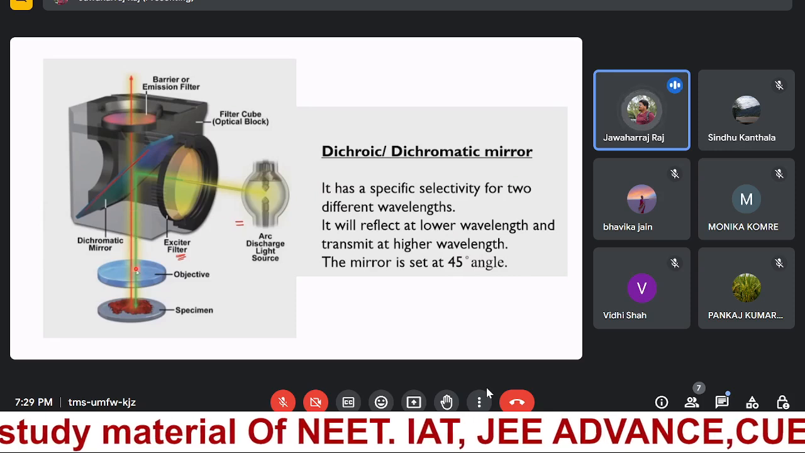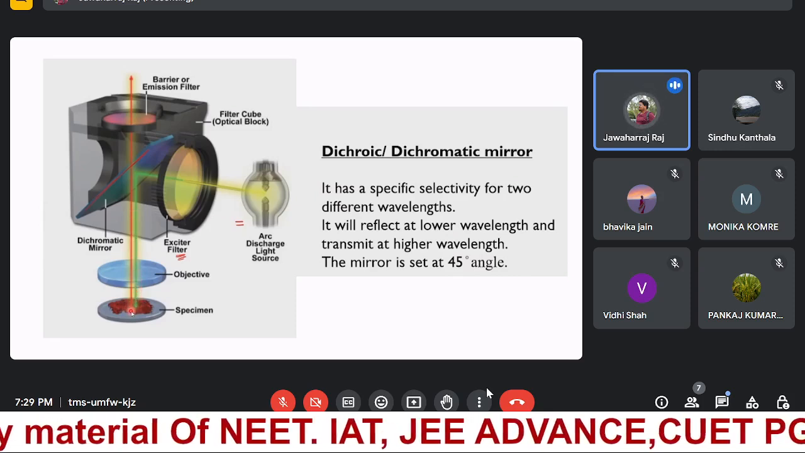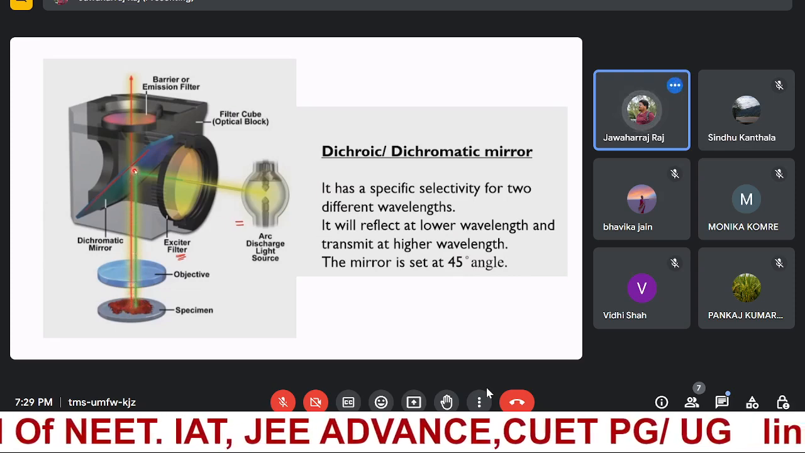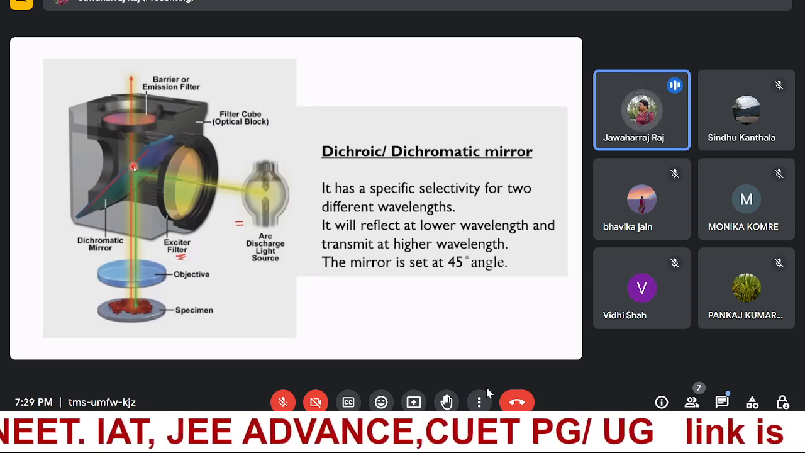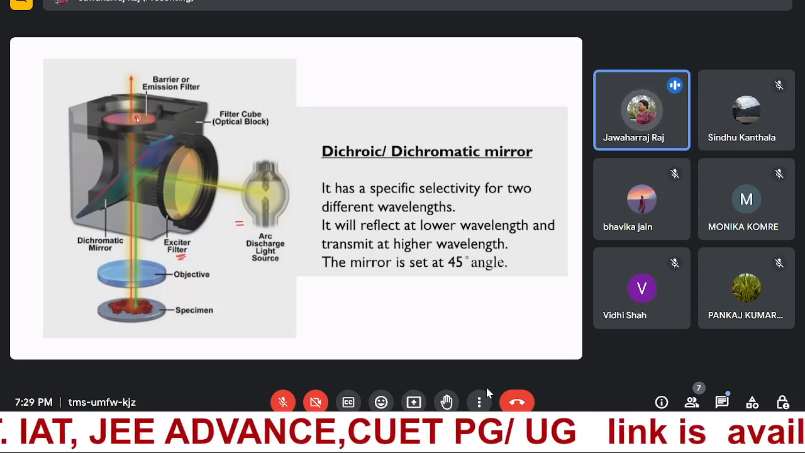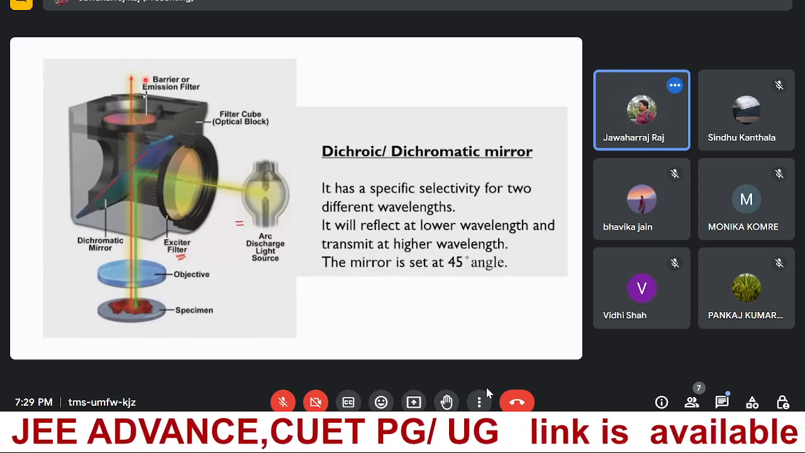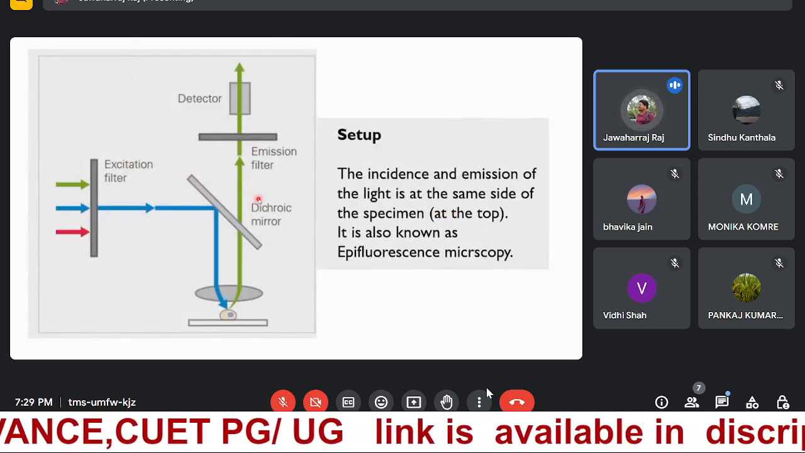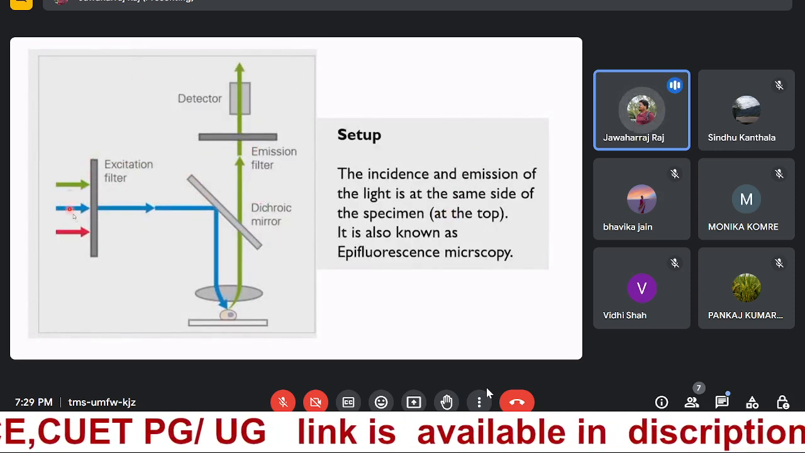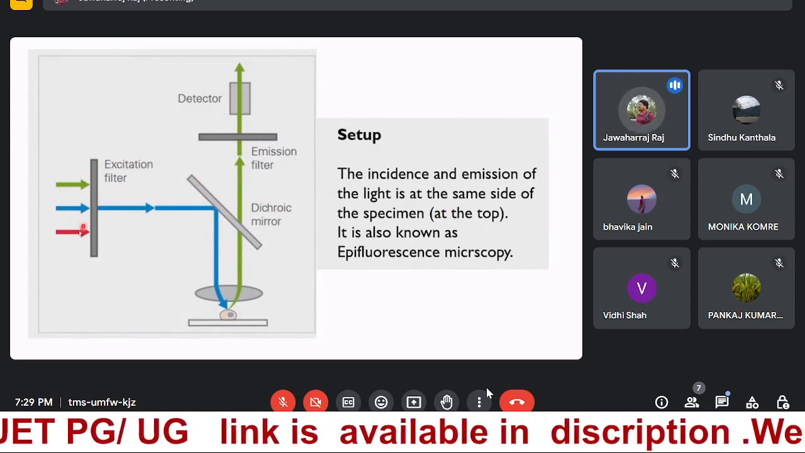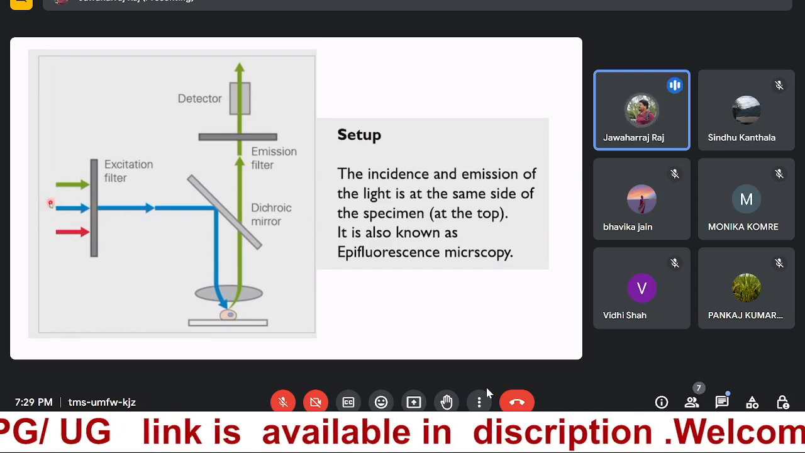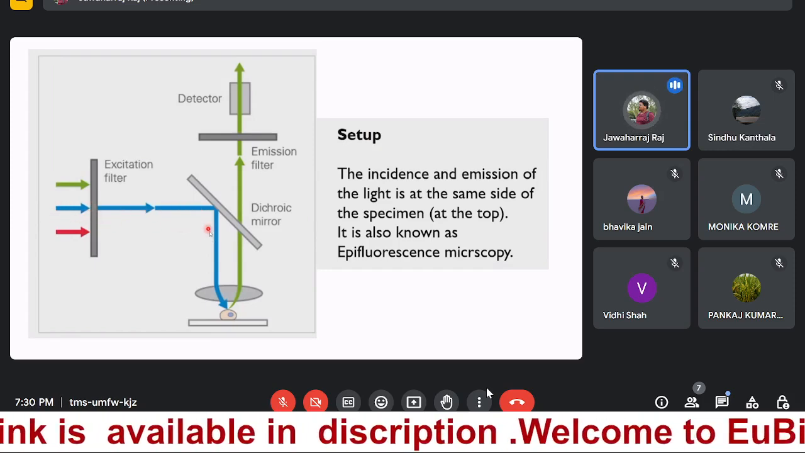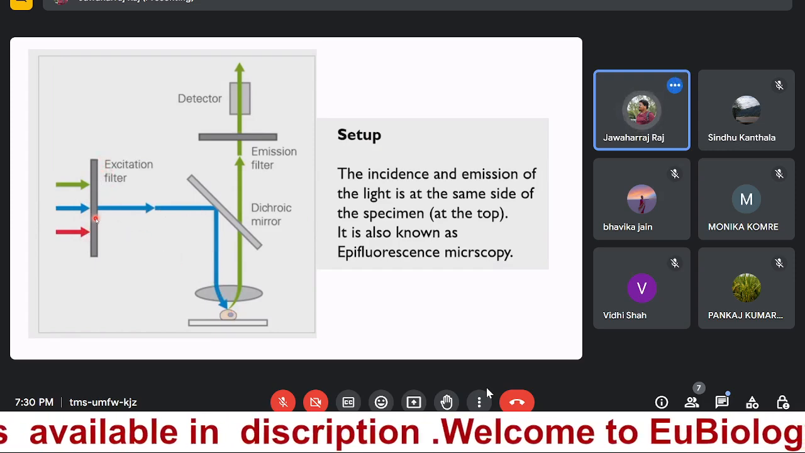It will pass the excitation wavelength of light, and after that it will hit the specimen. From the specimen it is going, passing through the dichroic mirror, and it is given to the emission filter here. Here we can see the specimen. You can see the setup also here. There are so many lights here: green light, blue light, red light. But only the blue wavelength of light is passed here because of the excitation filter.